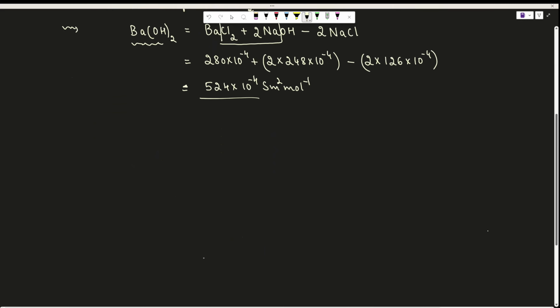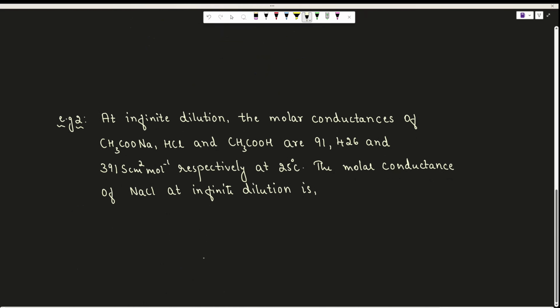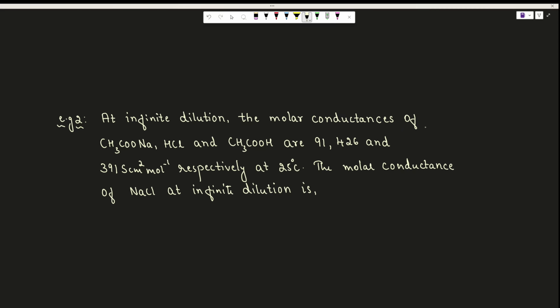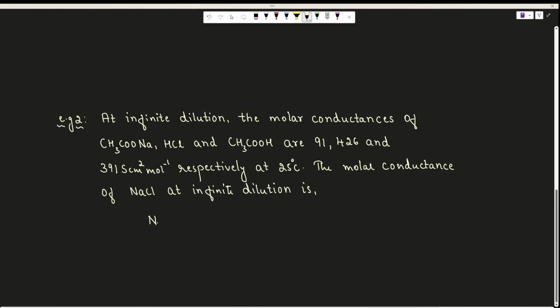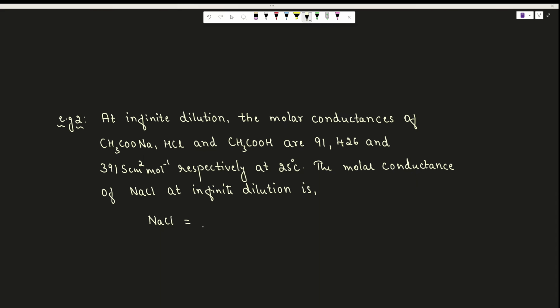Now let us take one more example. See here. At infinite dilution, the molar conductances of CH3COONa, HCl and CH3COOH, these three are given. Now in Siemens centimeter square per mole, the molar conductance of NaCl is asked at infinite dilution. So again, same thing we have to do. So we need NaCl now. So how do we get NaCl from the given species? So we need Na plus ion and Cl minus ion.